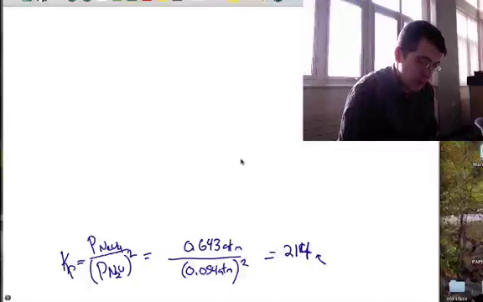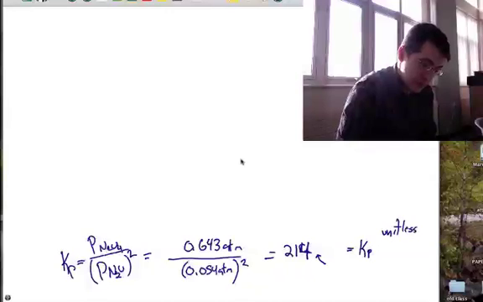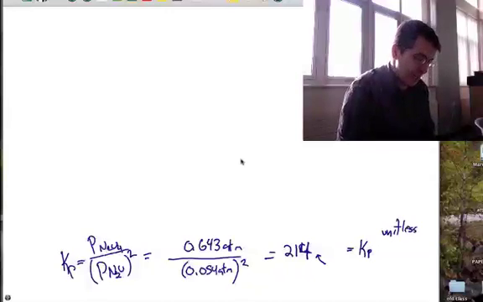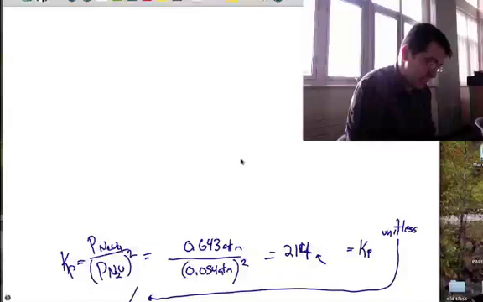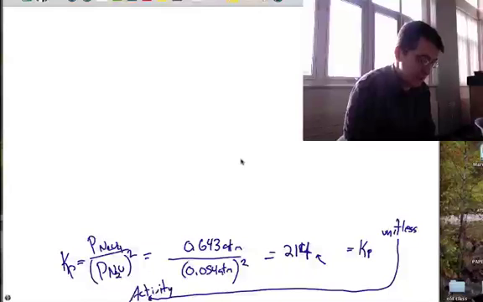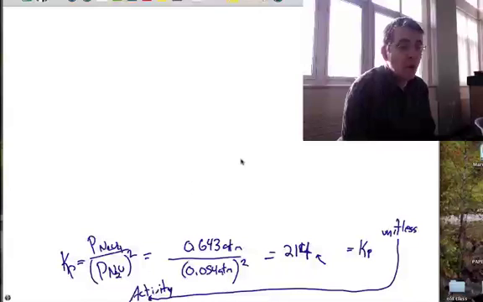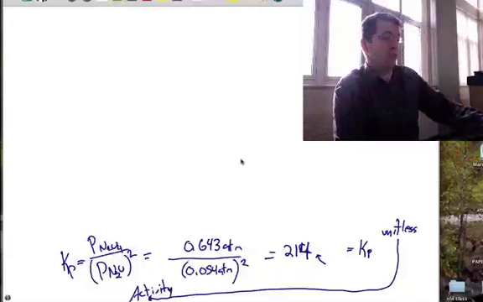But equilibrium constants are traditionally reported unitless. Because in reality, we're actually not measuring pressure or concentration. We're measuring something called activity. Activity is proportional to concentration when concentration is low.